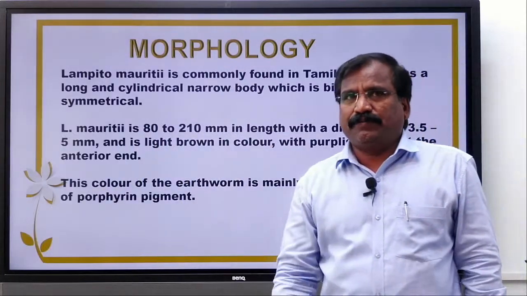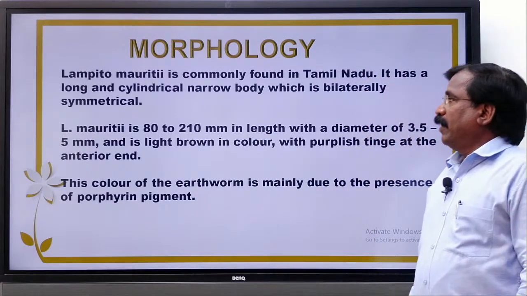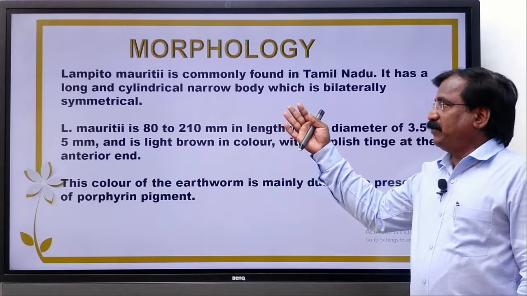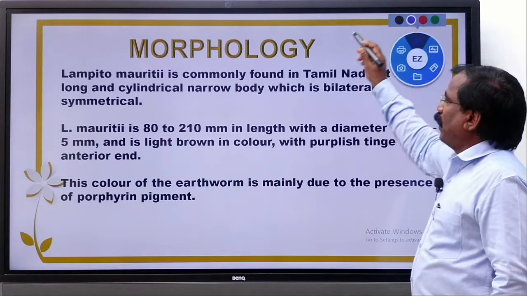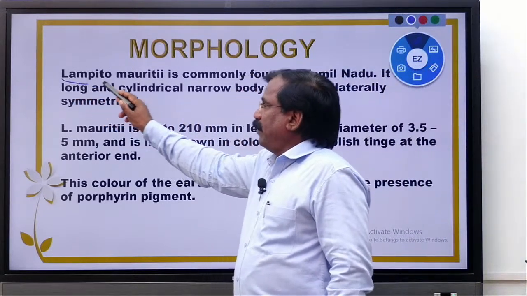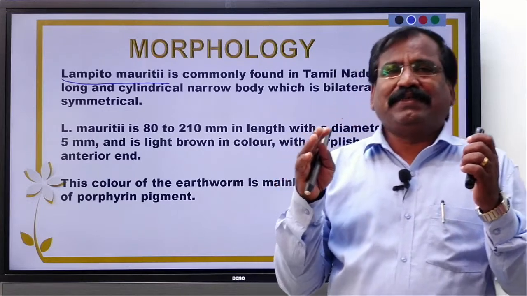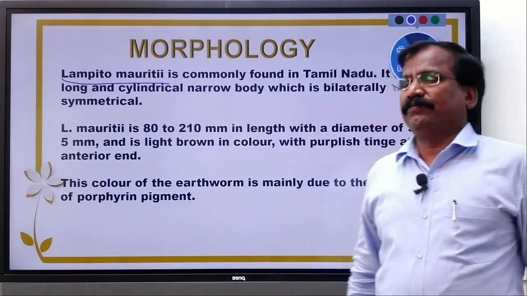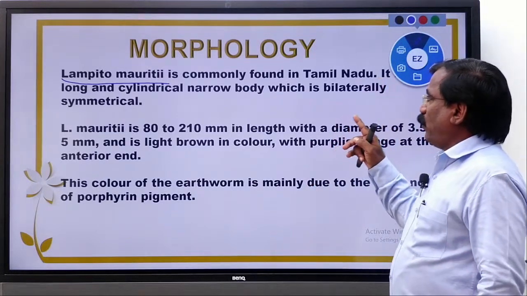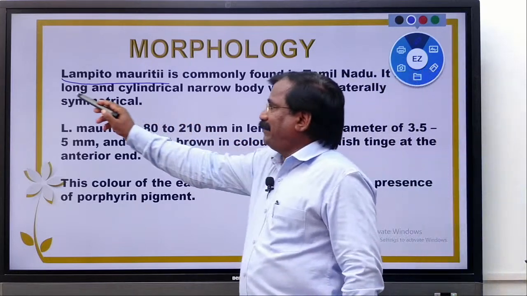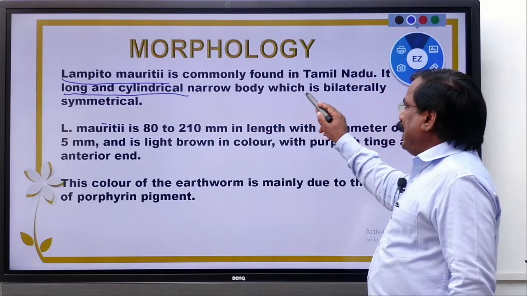Now the morphology. Morphology of the earthworm. You know that the common South Indian species is Lampito mauritii. So listen, write 10 points and you can get full marks. Number 1: Lampito mauritii, common South Indian species, body is long and cylindrical. First point, long, cylindrical, bilaterally symmetrical.